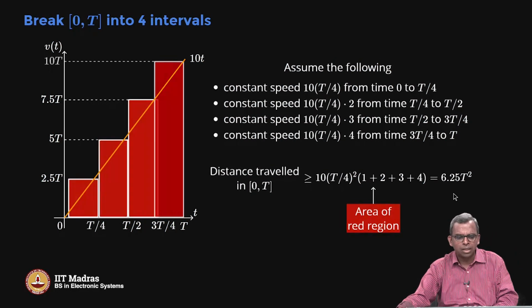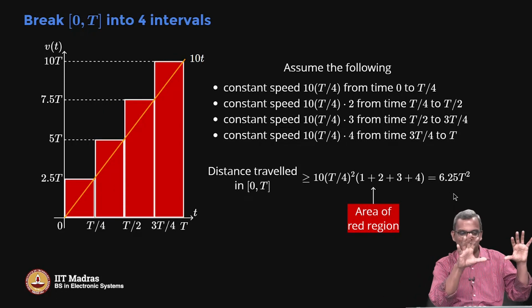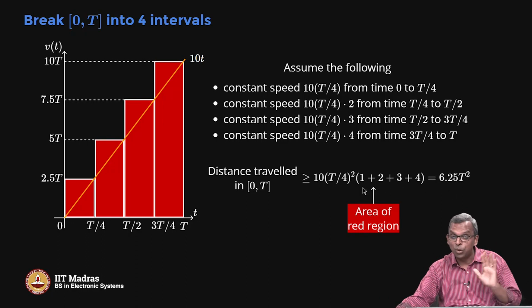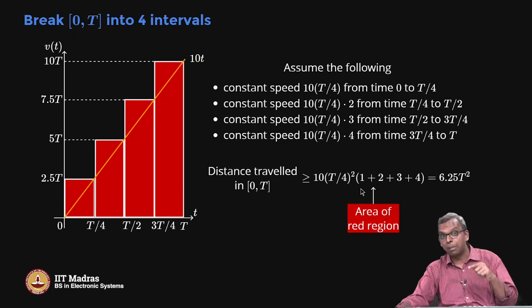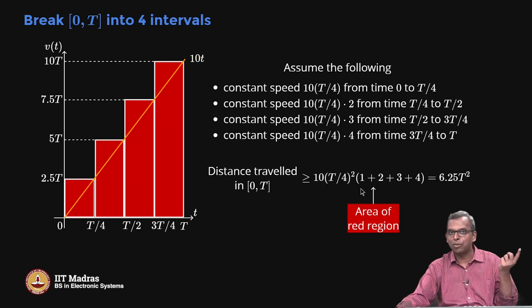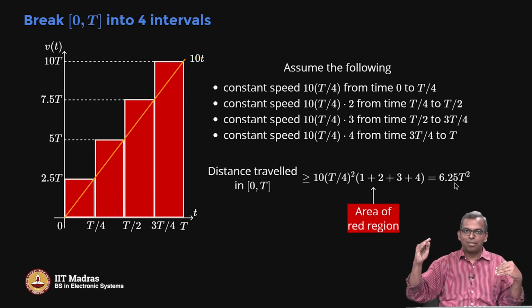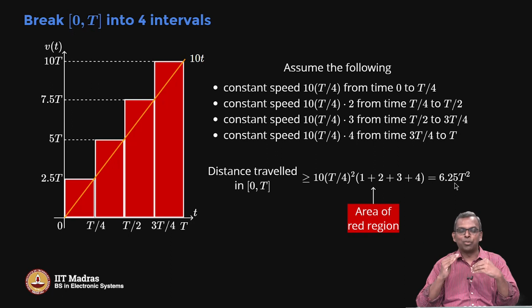What about the upper bound? Again, I can move to these red pictures, right? Assume the higher speed for each of those intervals, and then if you do this, you will see you will get 10 times t by 4 squared times 1 plus 2 plus 3 plus 4. Okay, notice what you had before, 10 times t by 4 square into 1 plus 2 plus 3. That was the lower bound. Now the upper bound is 1 plus 2 plus 3 plus 4. And that ends up being 6.25 t square. So notice from 2.5, 7.5, we have come to 3.75, 6.25. Just by going from 2 to 4 intervals.